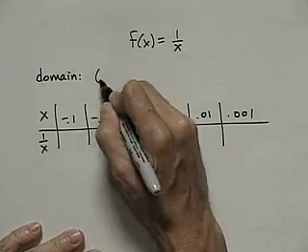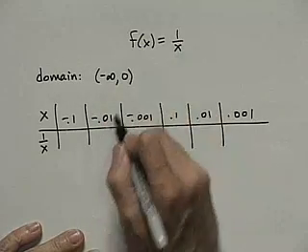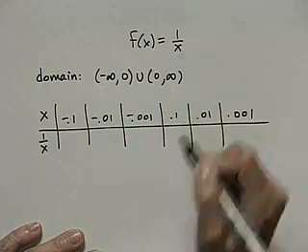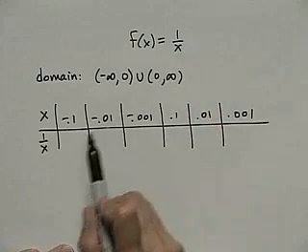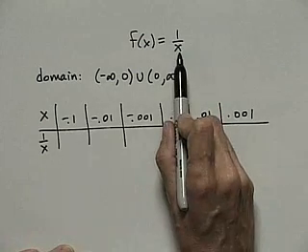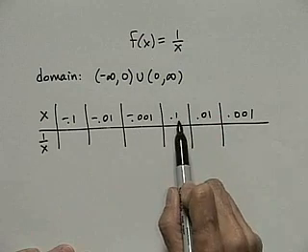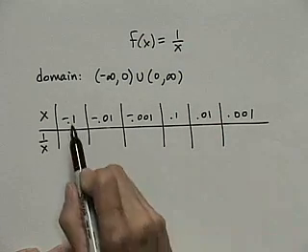We write that in interval notation from negative infinity to 0, not including 0, union the interval 0 to positive infinity. And now to continue our analysis, I want to see what happens as x gets close to 0 from the negative side and then from the positive side. So I'm going to fill out this table of values.